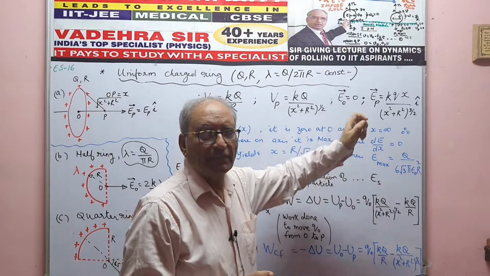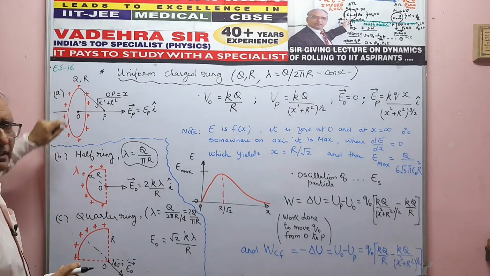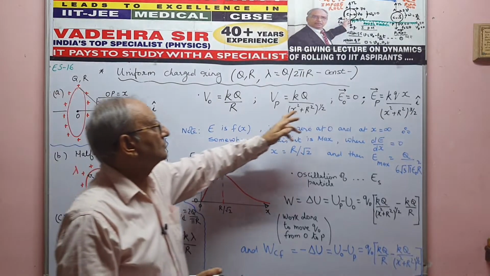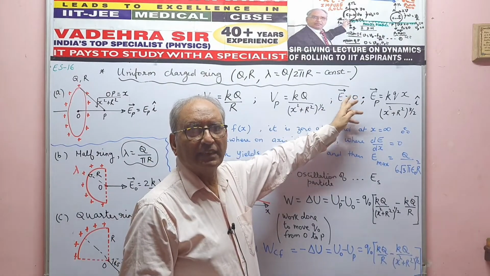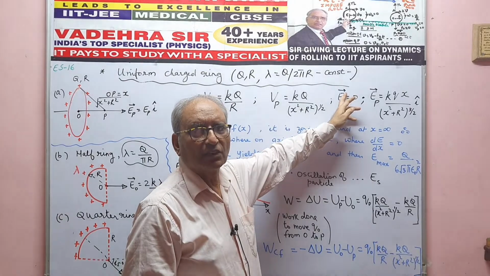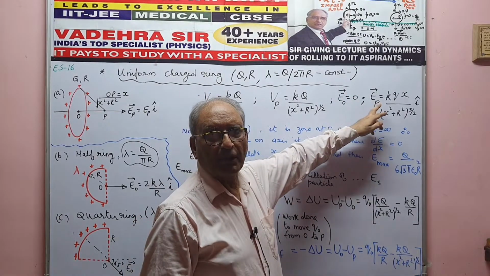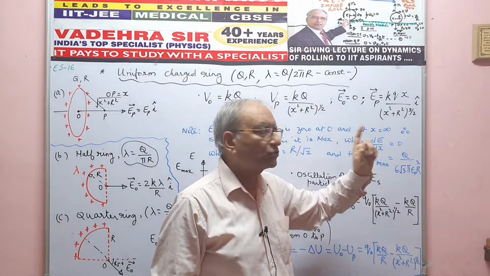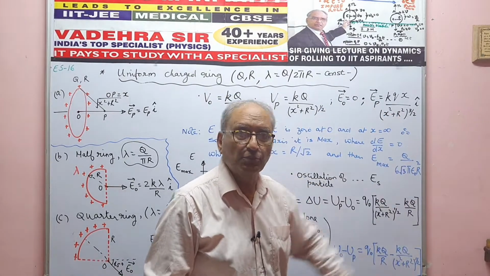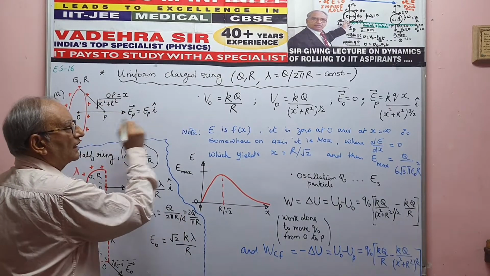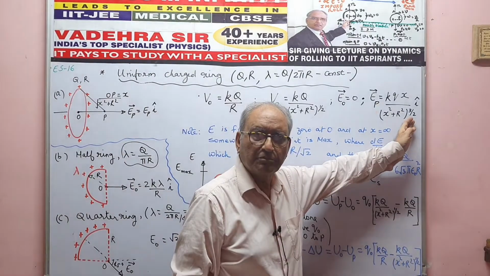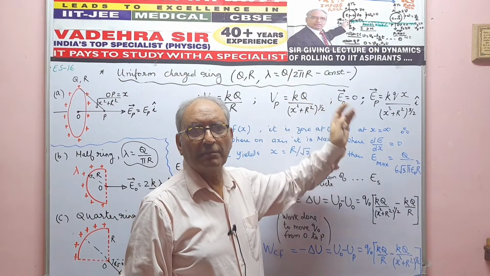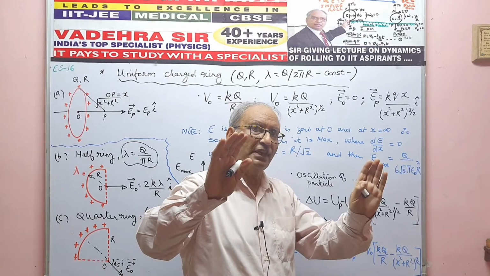So E naught: every element has a diametrically opposite element, the fields cancel, and I get E naught at the center as 0. Field at the center of the ring is 0, and at a point P on the axis where OP is equal to x, it becomes kqx upon x square plus r square to the power 3 by 2, and the direction of the field is along i cap. So that is about the field or the intensity at the center and at a point P on the axis. Off axis we are not talking.